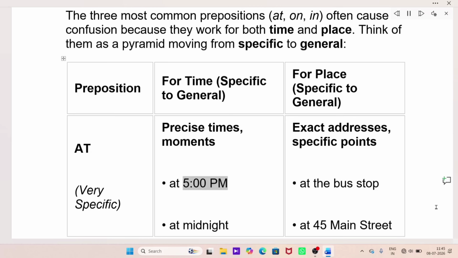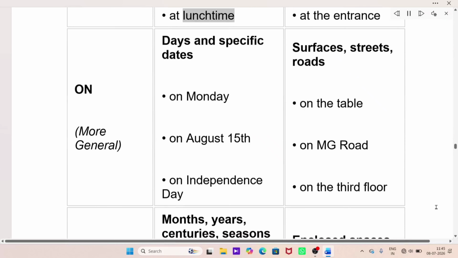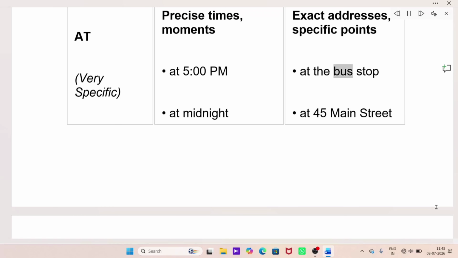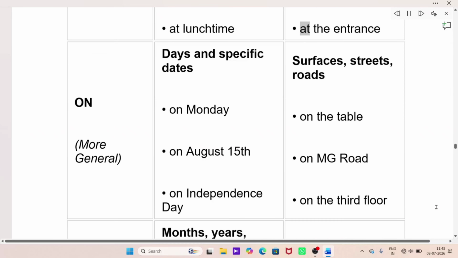At 5 p.m. At midnight. At lunchtime. Exact addresses, specific points. At the bus stop. At 45 Main Street. At the entrance.